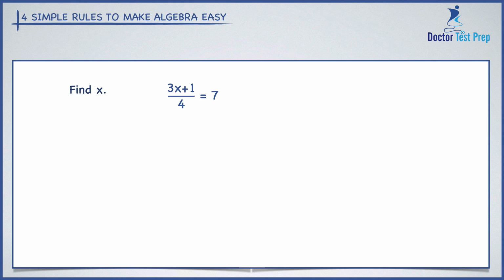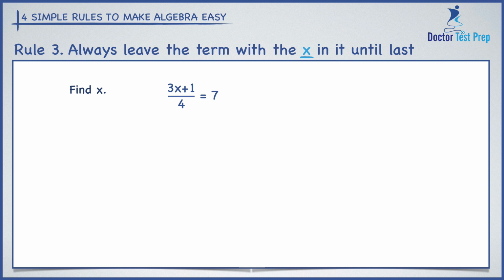So rule number 3. Now sometimes we have a question that looks pretty nasty like this one right here: 3x plus 1, divided by 4, equals 7. And you might be thinking, hang on a minute, do I divide by 3 to get rid of that multiply by 3? Do I subtract 1 to get rid of that plus 1? Or do I multiply by 4 to get rid of that divide by 4? And you might not know which one of those to do first. So rule number 3 helps us to figure this one out. It says always leave the term with the x in it until last.